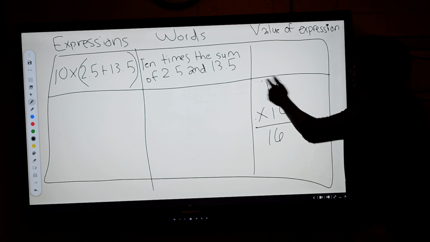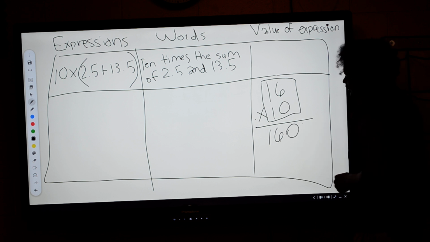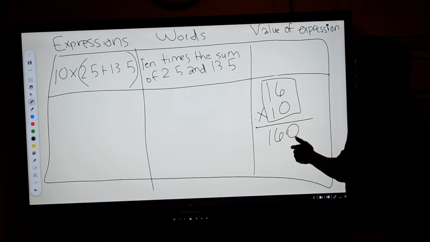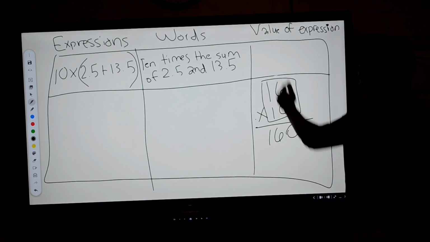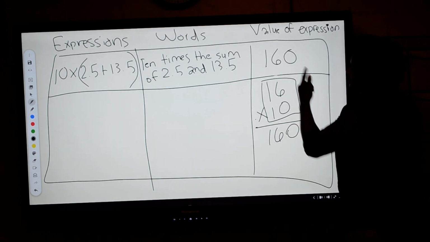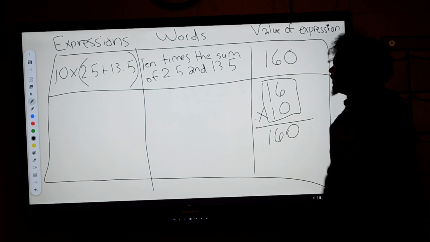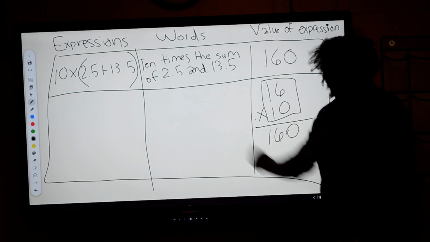So how many zeros are in this equation? You only see 1, so it must reflect in your answer. 16 times 10 is 160. So we found our value of our expression. If we solve it, we know that 2.5 plus 13.5 is 16. And then when we multiply by 10, we get 160.